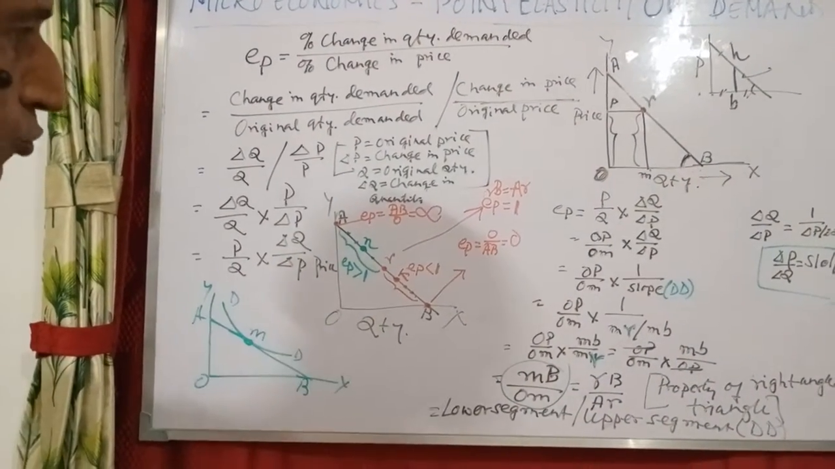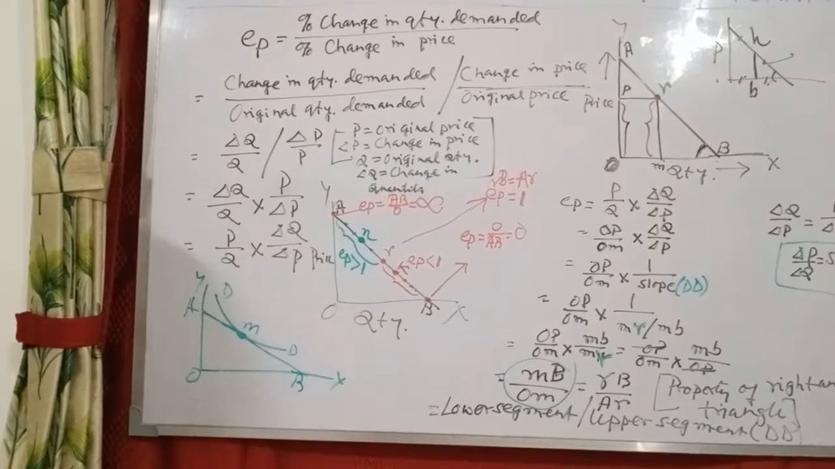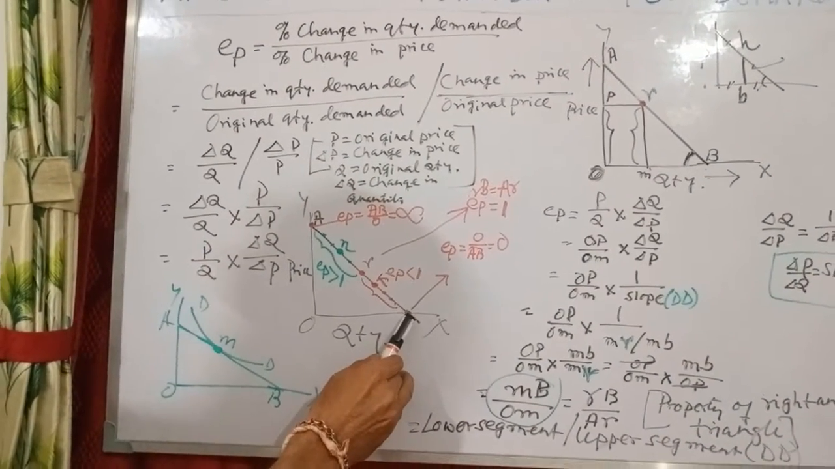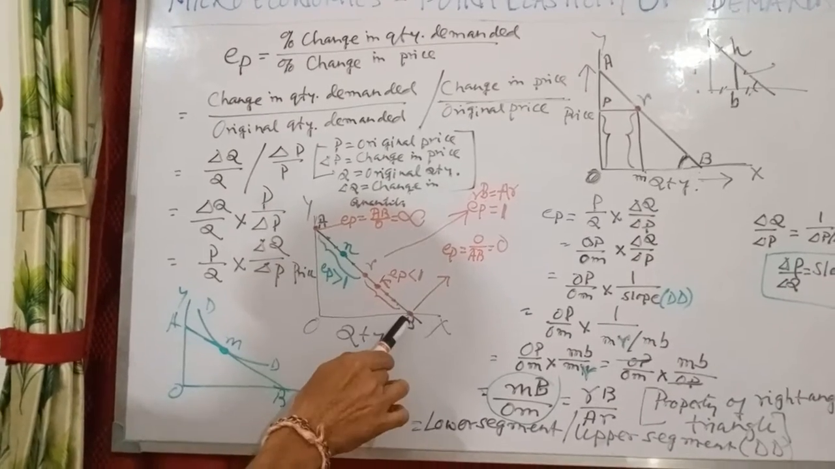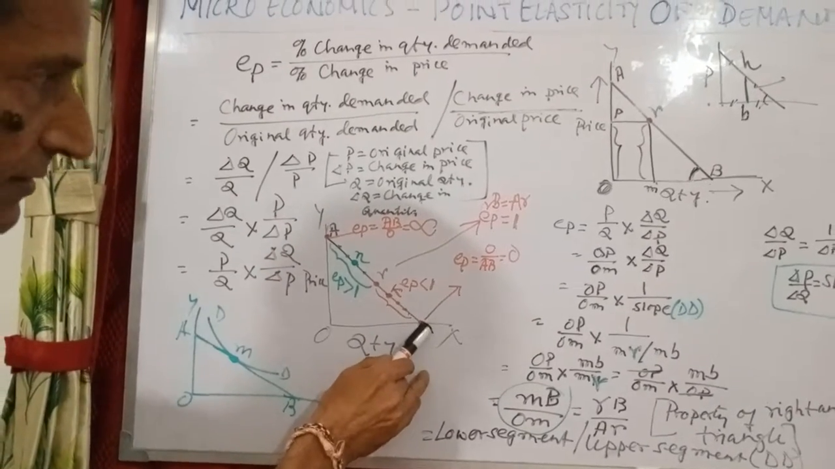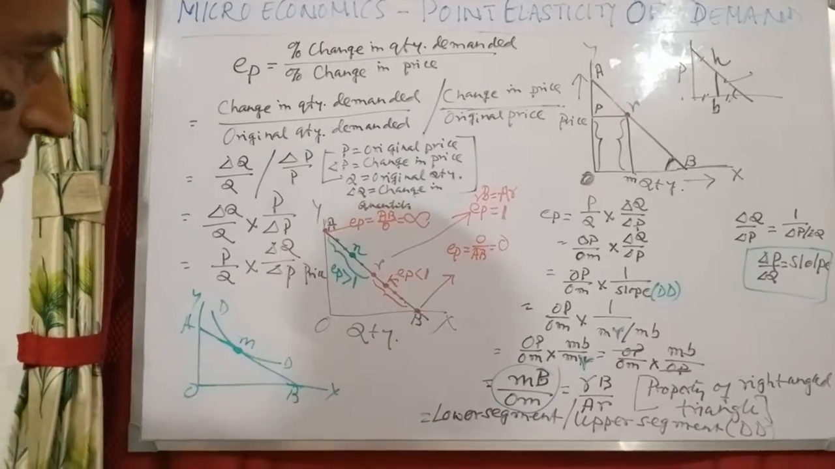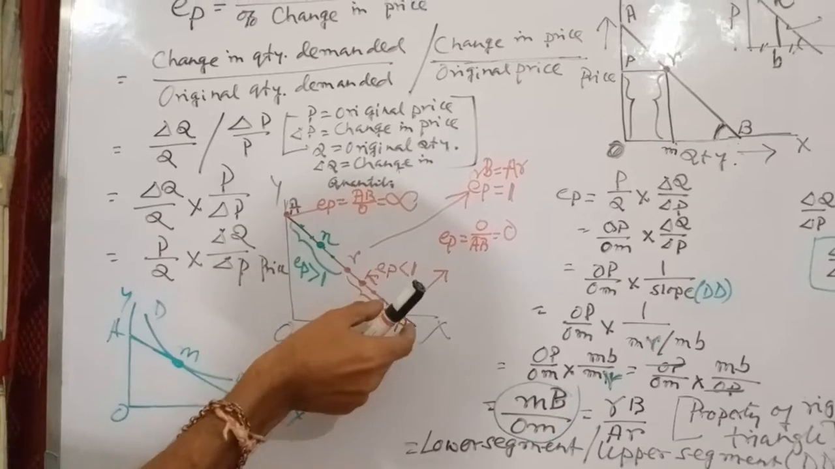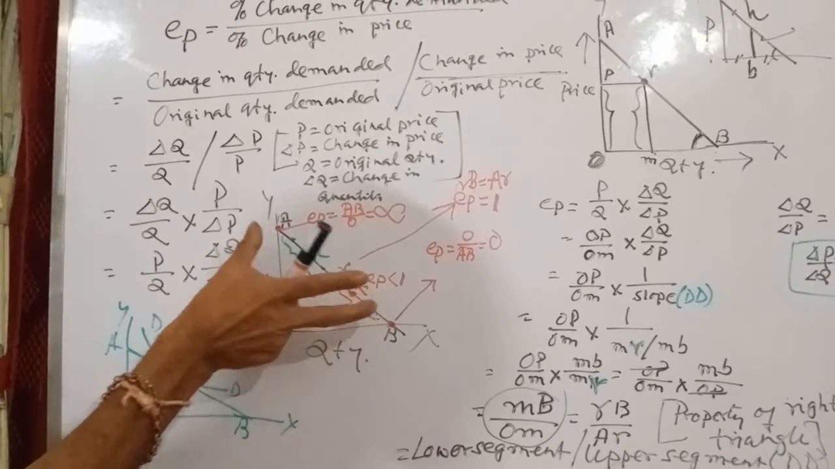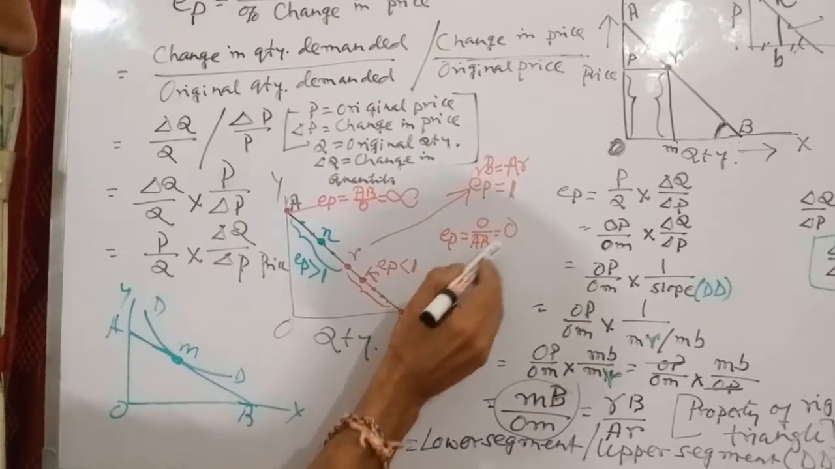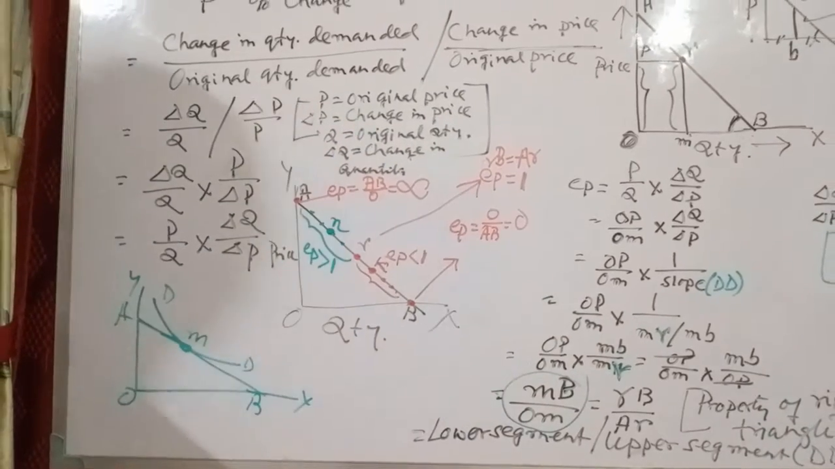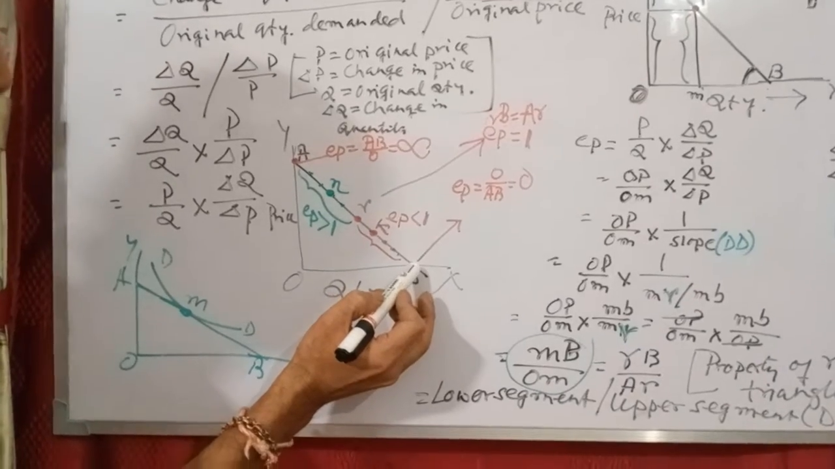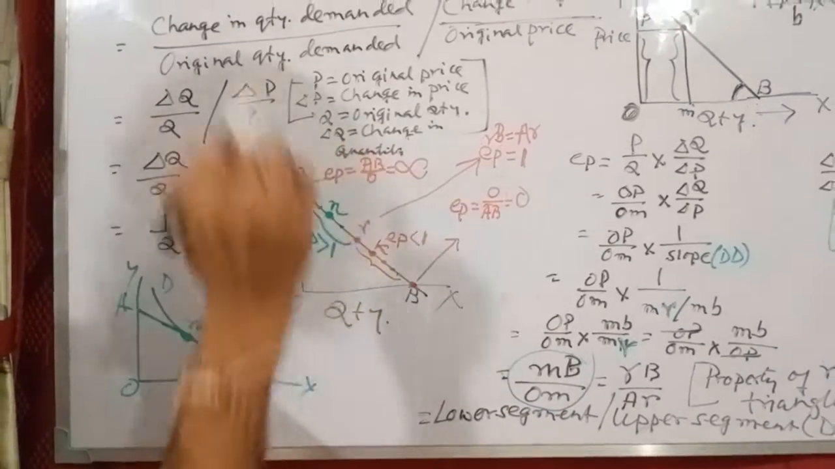Now consider this figure, this diagram. A and B are two extreme points of the demand curve AB. Elasticity at point B equals lower segment of the curve divided by upper segment. There is no lower segment, that is lower segment is 0. So 0 by AB, where AB is the full demand curve, which is the upper segment. So elasticity equals 0 by AB equals 0. So elasticity at this extreme, where the demand curve touches the x-axis, is 0.